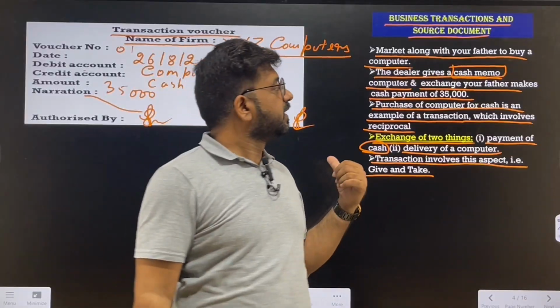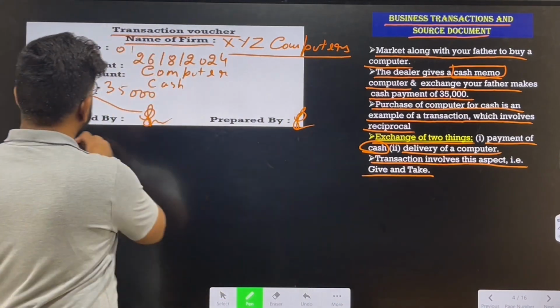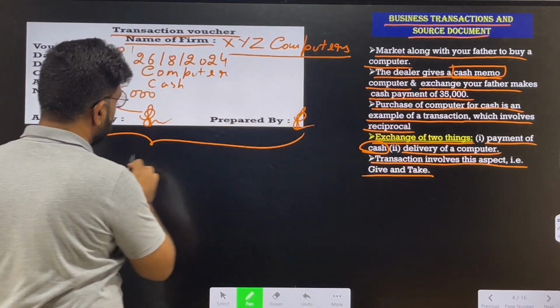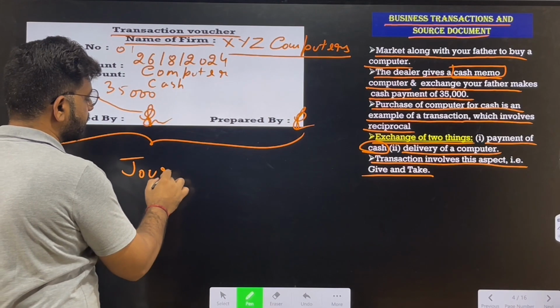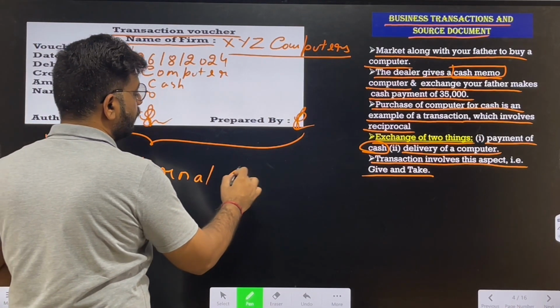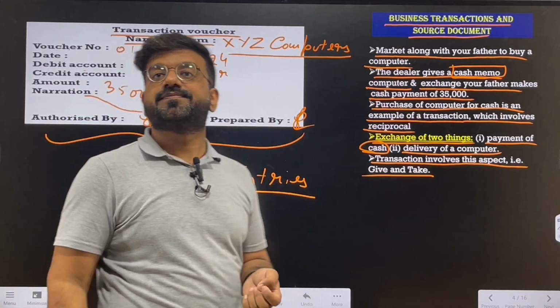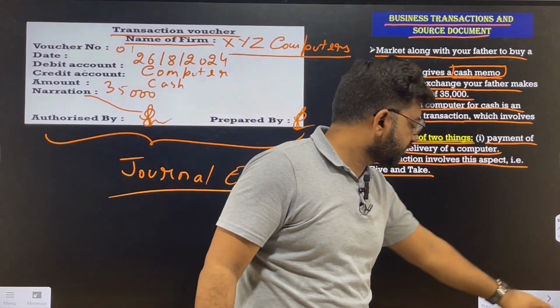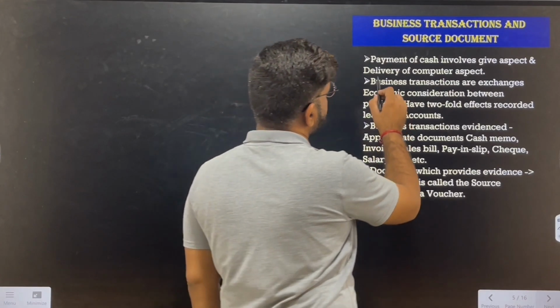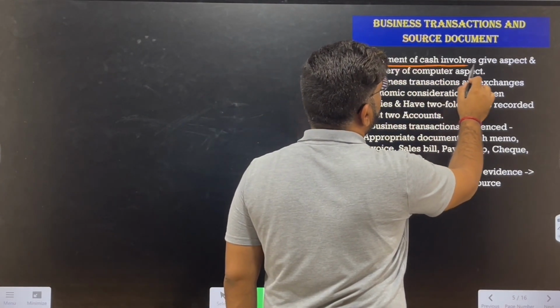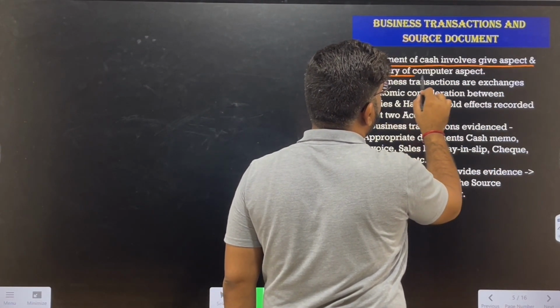This can be of a proper establishment. Yes, there is proof, there is evidence that we have sold the computer to that concerned person. So this is the source document with which we start the journal entries. We start the recording part from these source documents only. Coming next, payment of cash involves the give aspect and delivery of computer the take aspect.